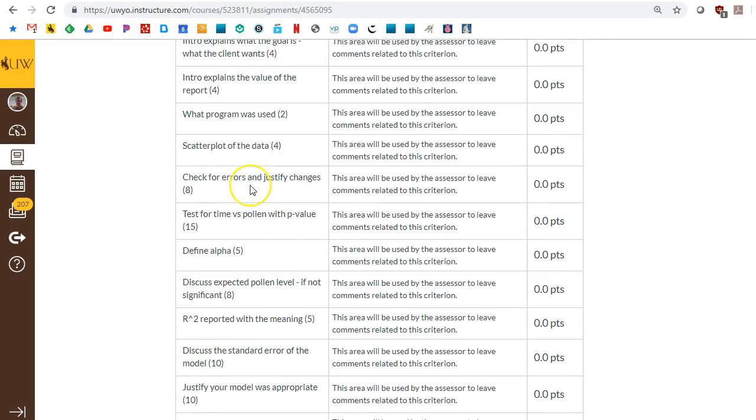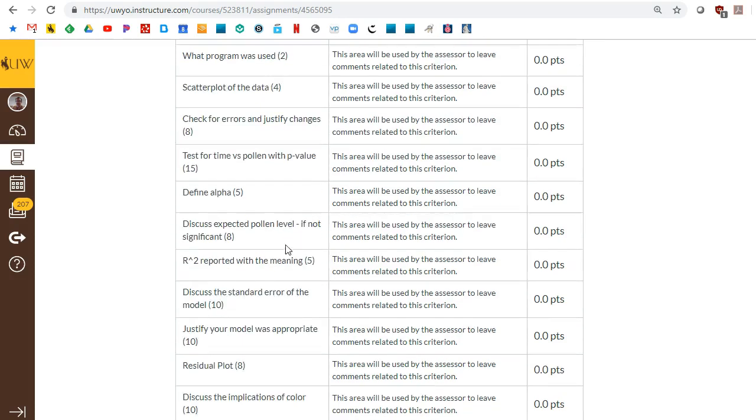Scatter plot, check for errors. There's a little hint. You are going to have some errors in this data set and you have to fix them in order to get the right values. Do a test with a p-value, and whether you reject or fail to reject is based off your alpha, so you should tell the client what alpha you're using, even if it's the same 0.05 everybody else uses.